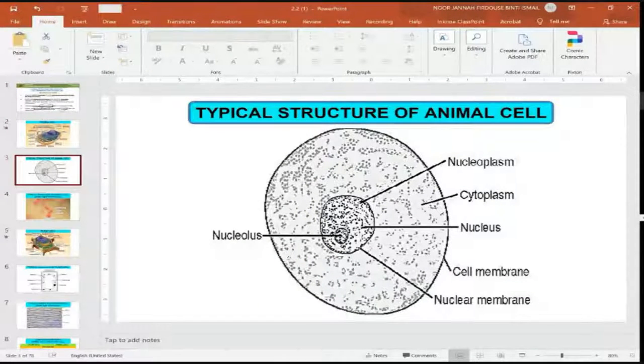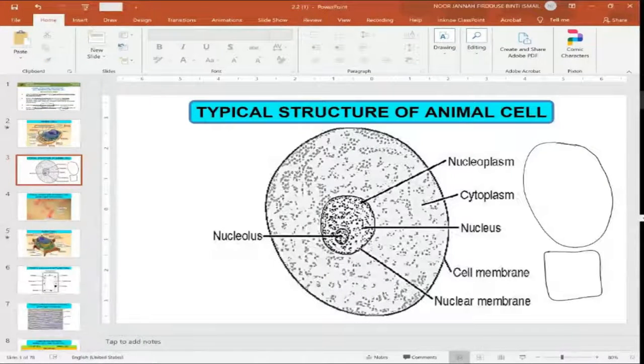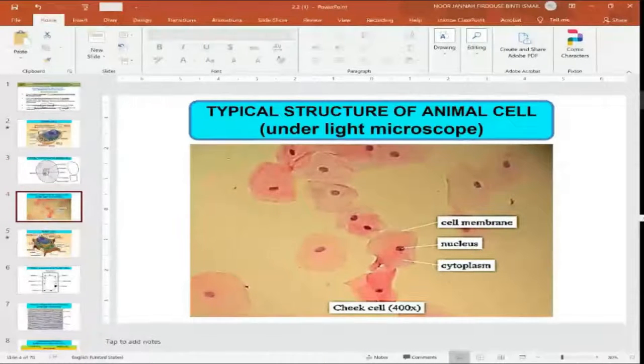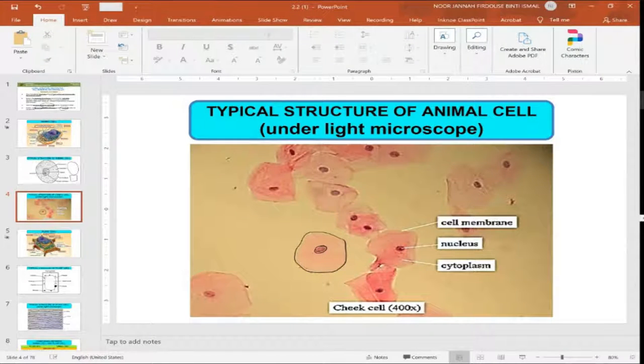Typical structure of an animal cell. This is the structure of a cheek cell, the cells from the inside of our mouth. Observe under a light microscope. We can only see the shape, the cell membrane. Then we have the nucleus. We cannot see the nucleolus, unless we increase the magnification power.